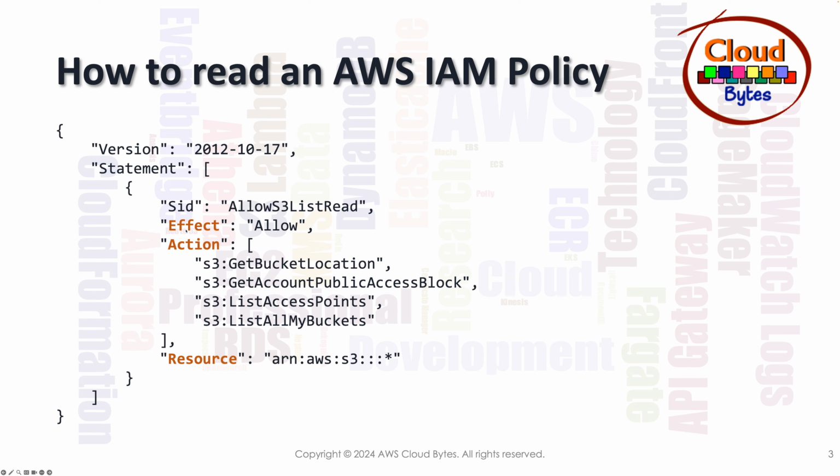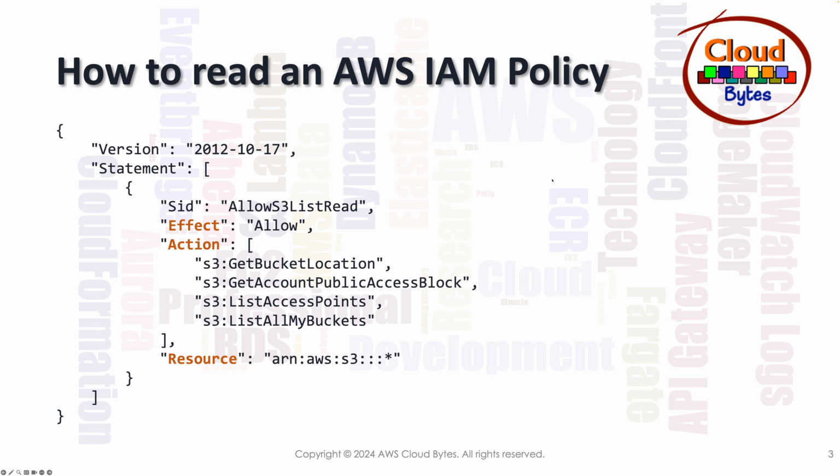EAR, if you remember, it should be effect, action, and resource. These are the three things that are required in a policy. So you can see the effect in this case is allow, and the action that you can take is S3, which is the service name, and then the action within S3: get bucket location, get account public access block, list access points, list all my buckets. These are the actions that can be performed by applying this policy to any identity or any other service role. The resource over here is an ARN with an asterisk, or star, at the end, which means all the S3 buckets.